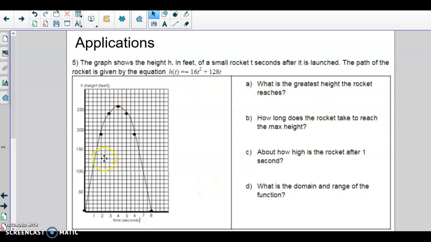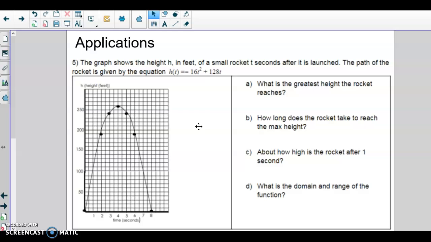My question's about this situation. What is the greatest height the rocket reaches? So how high does it go? If you look at this graph, it looks to be about 260. So by looking at the graph, I have a roundabout answer of about 260. But I can actually find that y value. This is in standard form, so I can actually find the vertex.